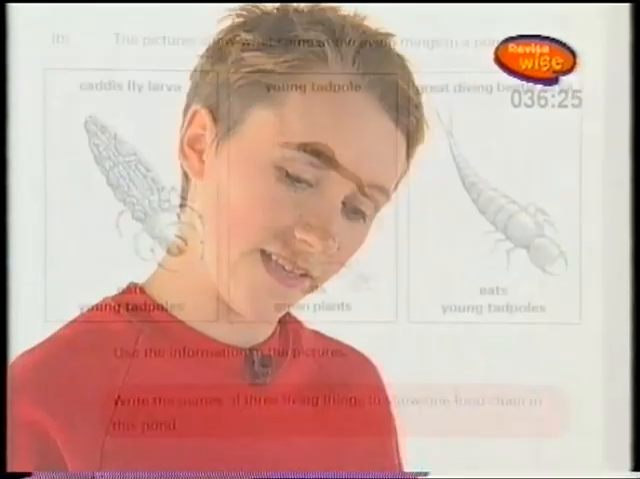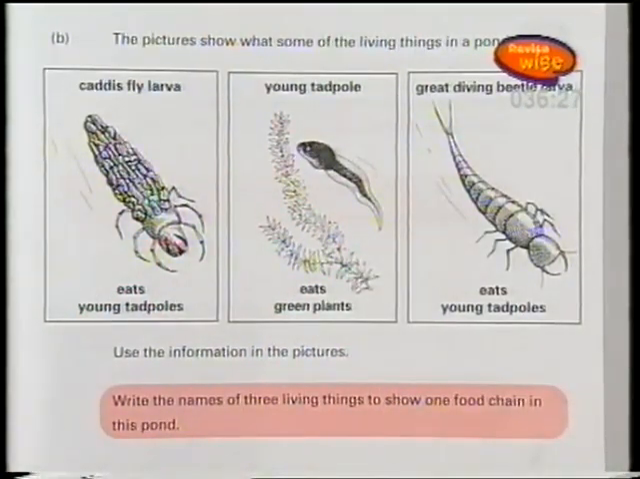Look, I have a question about food chains. Yep, that's a good example of the kind of question you might get in the test. Now it says, caddisfly larva eats young tadpoles, young tadpole eats green plants, and great diving beetle larva eats young tadpoles. And then it says, write the names of three living things to show one food chain in this pond.